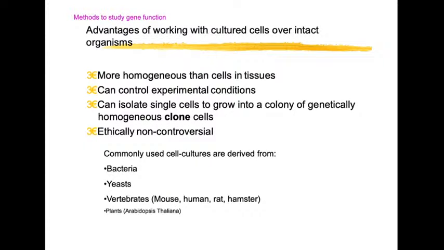So the advantages of working with cultured cells over intact organisms: they are more homogeneous than cells and tissues. We can control experimental conditions. They can isolate single cells to grow a colony of genetically homogeneous clone cells. Ethically, it's non-controversial also. So commonly used cell cultures are derived from bacteria, yeast, vertebrates, plants.